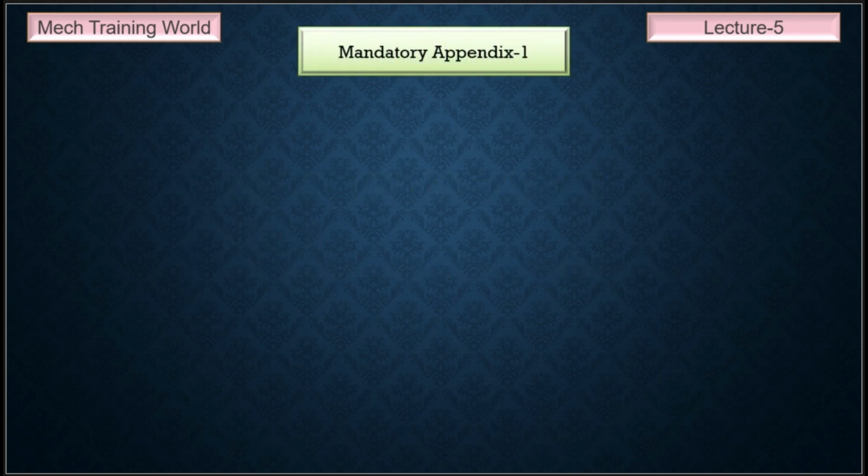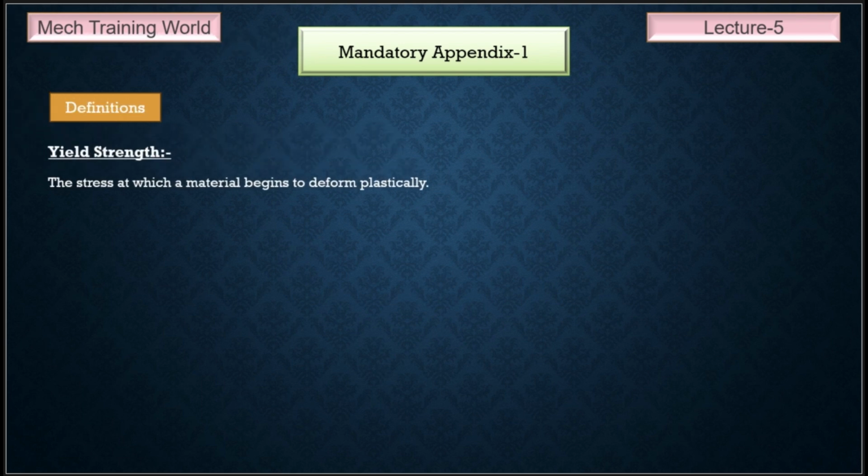Before we dive into how allowable stress values are established, let's understand the three key mechanical properties that form the foundation of this concept. The first one is yield strength. It is the stress at which a material begins to deform plastically. Up to this point, the material will return to its original shape when the load is removed, and beyond this point, permanent deformation occurs. Let's take a simple example.